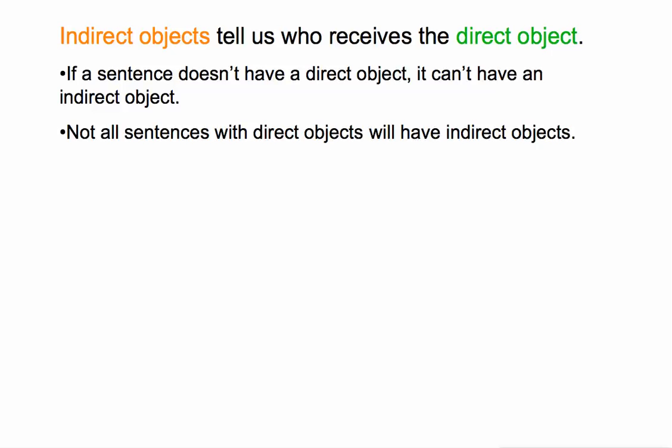Indirect objects tell us who receives the direct object. It's important to note that if a sentence does not have a direct object, it can't have an indirect object. There'd be nothing for it to receive. So not all sentences that have direct objects are going to have indirect objects.